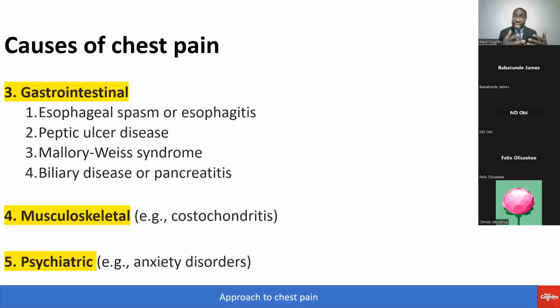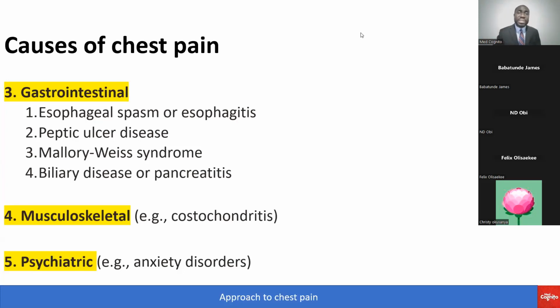All right, doctors, I hope I'm not moving too fast. Okay, Mallory-Weiss syndrome, biliary disease, and pancreatitis. They may be in the abdomen, but they can cause presentations which will cause you to think that something bad is happening in the chest, right?